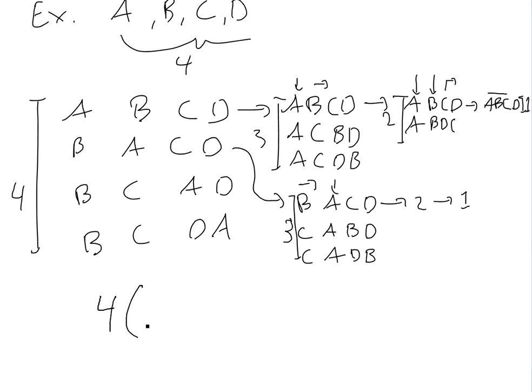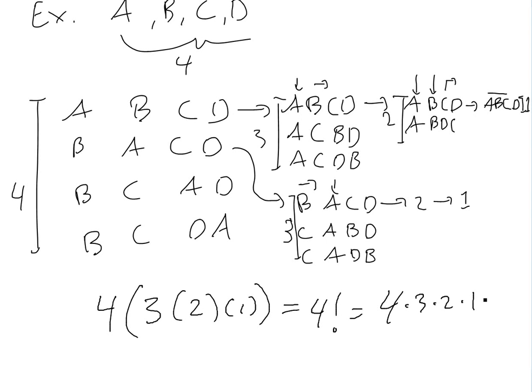So we have to do 4 times this by, well, each one has 3. So that's 12 ways there, and then each one of the 3 has 2. So we always have to do this. And then each one of the 2 has 1. This is 1. Let's just put on brackets. So then this just equals 4 factorial, which equals 4 times 3 times 2 times 1, and equals 24.